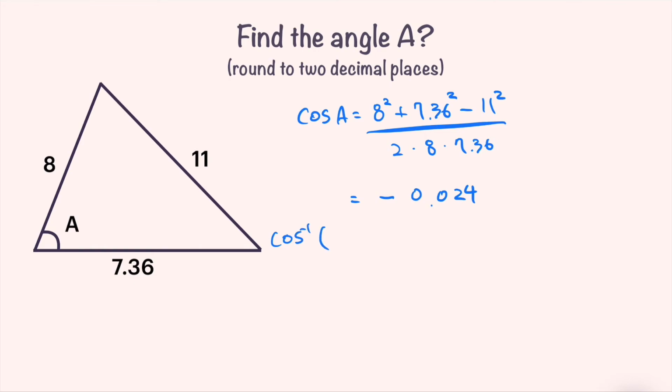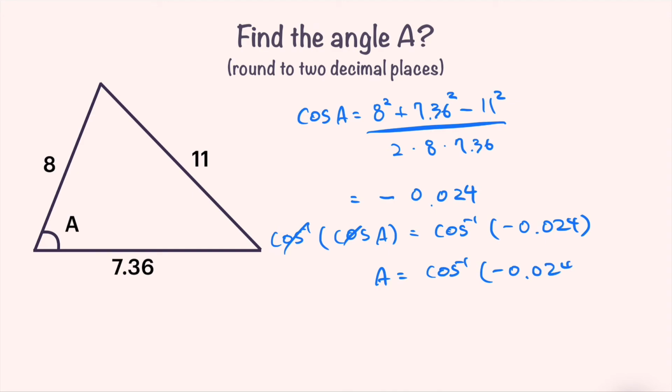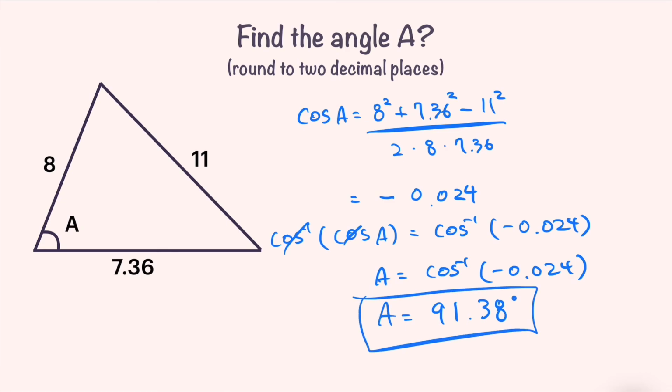Now we take inverse cosine on both sides of the equation. Cosine inverse of cosine A is equal to cosine inverse of negative 0.024. Cosine inverse and cosine cancel each other out. So we have A is equal to cosine inverse of negative 0.024. And if you plug that into your calculator, it'll give you 91.38 degrees. And that's the angle A, so that is our final answer.